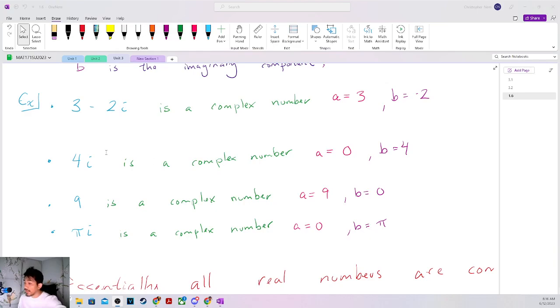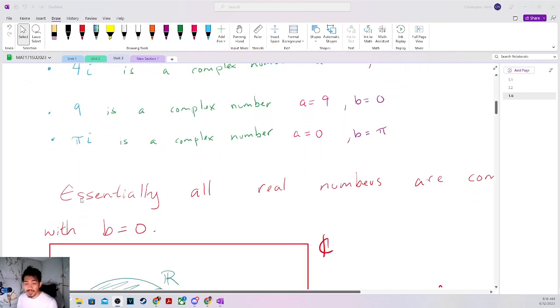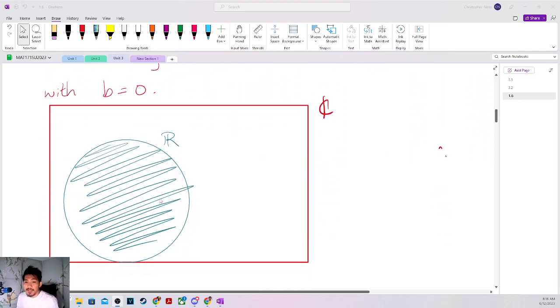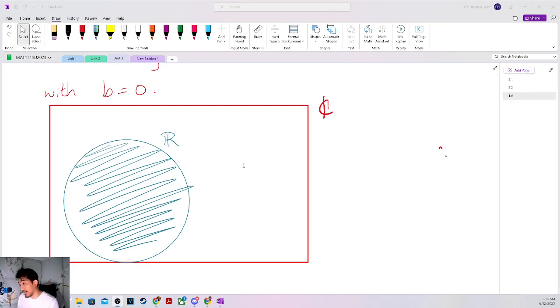We need to separate these complex numbers into real components and imaginary components. And if you think of it this way, a real number, the number 9, is a complex number as well. It is a complex number. So essentially, it's all the real numbers and more. It has imaginary components. So this is an example of the complex plane. If I give this as a rectangle, the real numbers are a piece of the complex plane in particular.